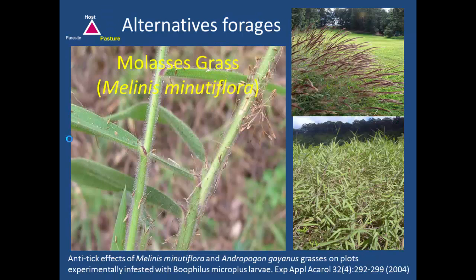Another grass species, which is native to Africa, but is well established in South America and Colombia, is this molasses grass. When this grass was grown in monoculture plots, it was found to be highly lethal and repellent to the larvae of those cattle ticks. As you can notice on the slide here, this plant has long trichomes or hairs on both the stems and the leaves, and they will basically immobilize the movement of larvae.